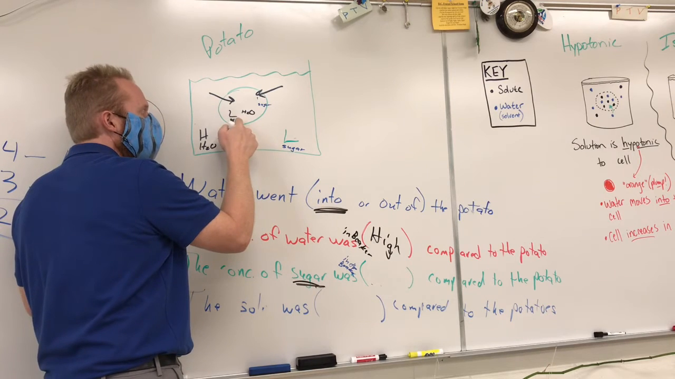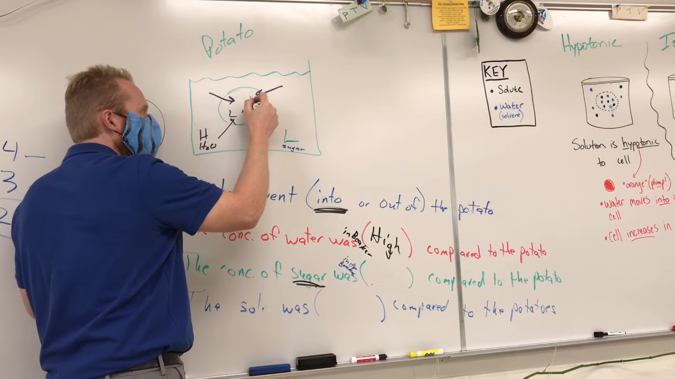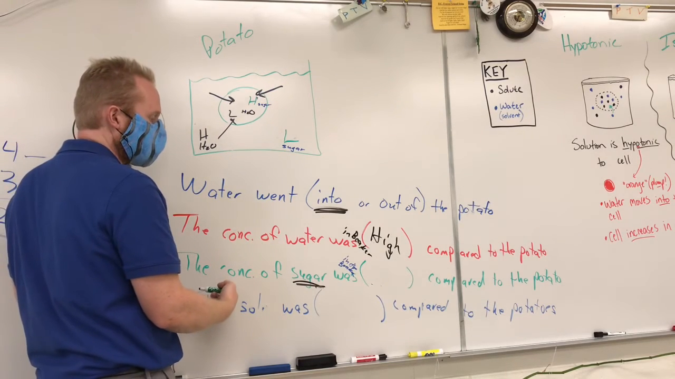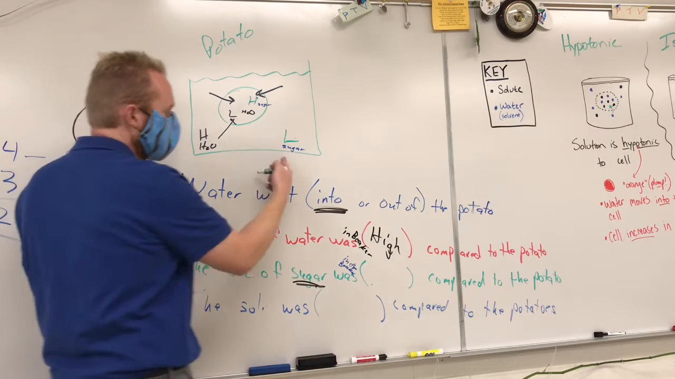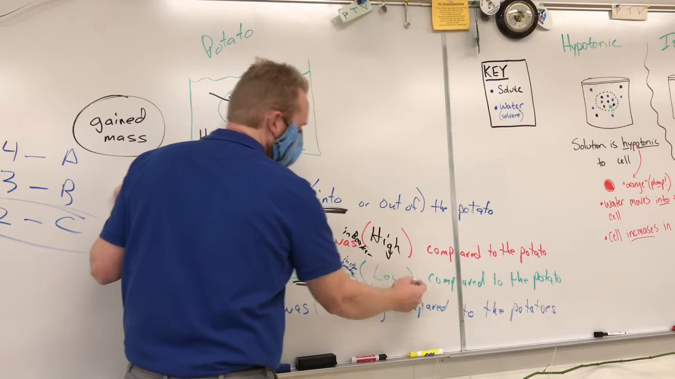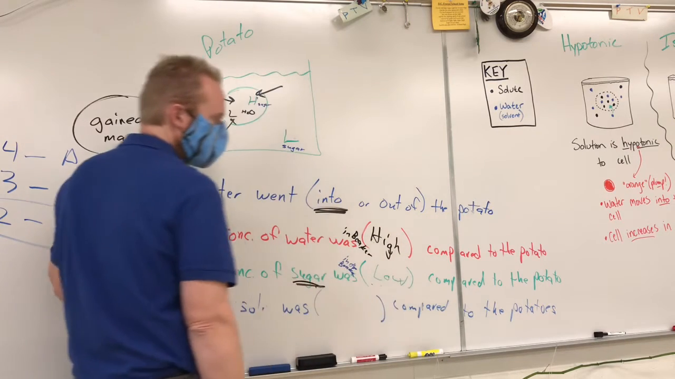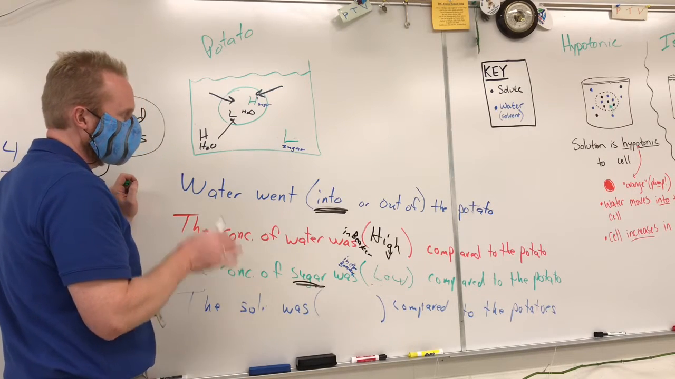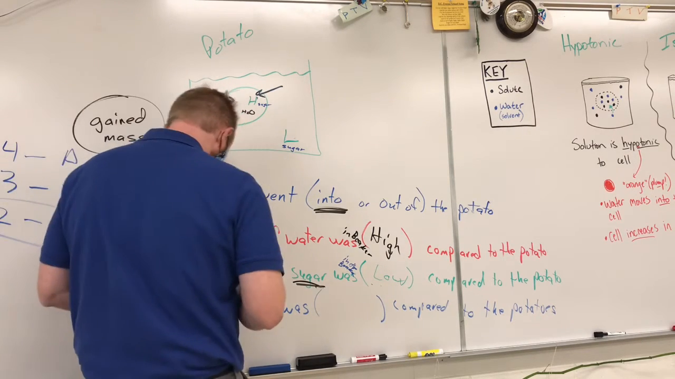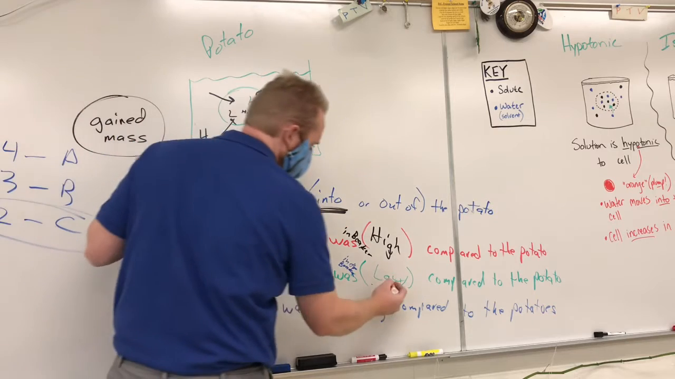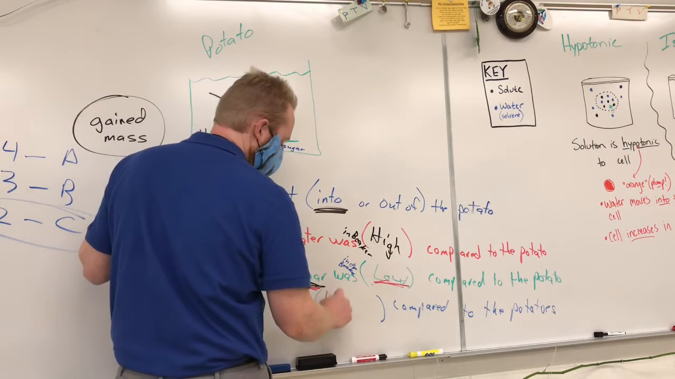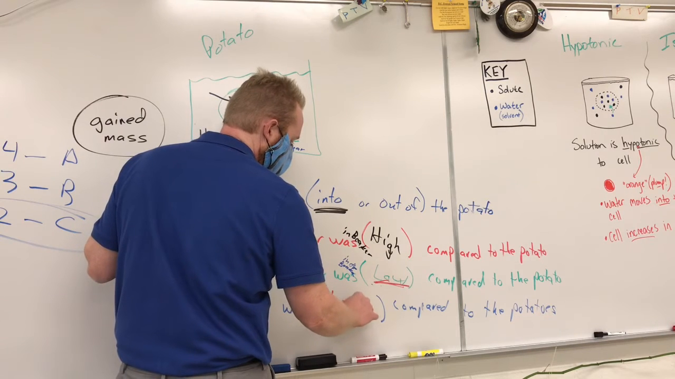And if my water concentration was low on the inside, that must have made my sugar concentration high. So the sugar concentration in the beaker was low compared to the potato. And when we reference hyper, hypo, and iso, what we look at is the sugar or solute concentration, and based upon the fact that it's low, it's hypotonic.